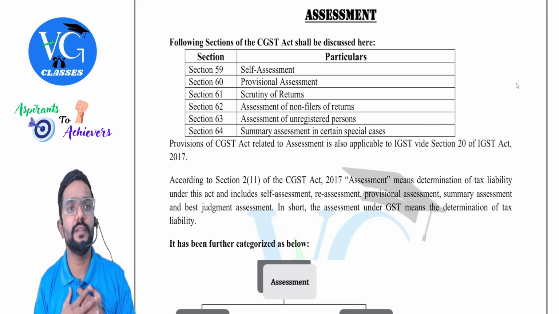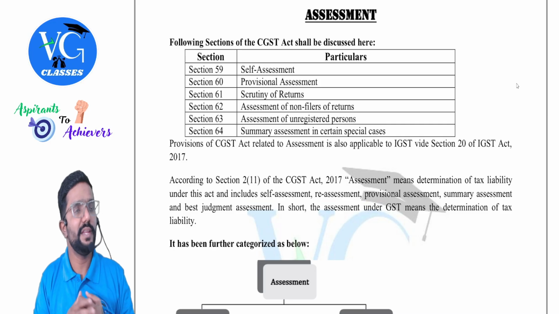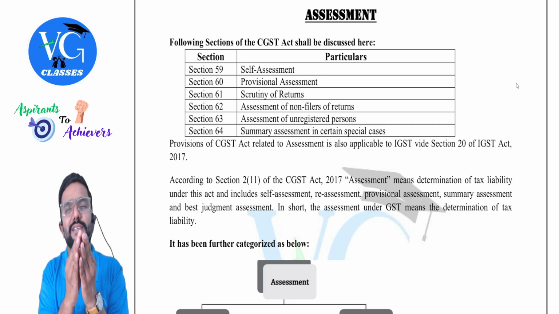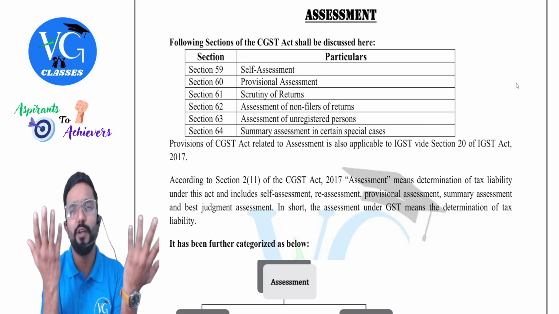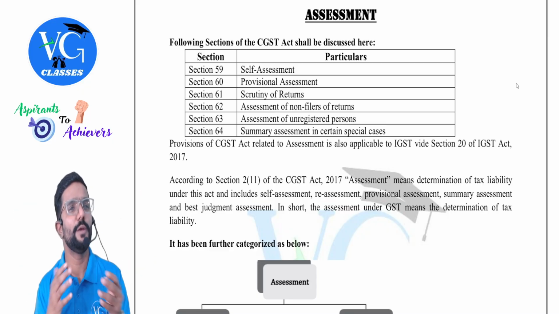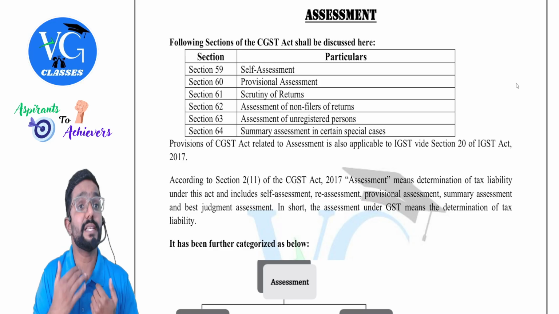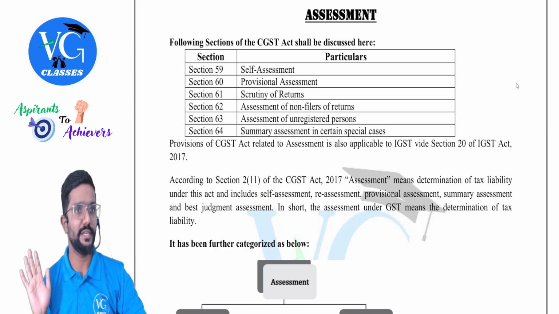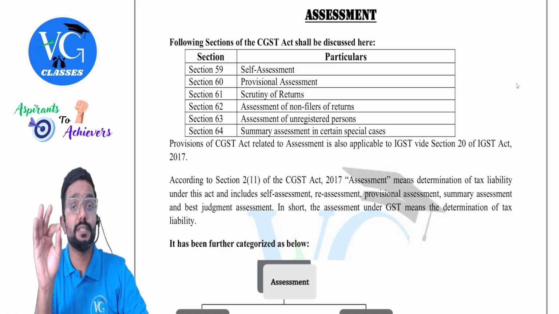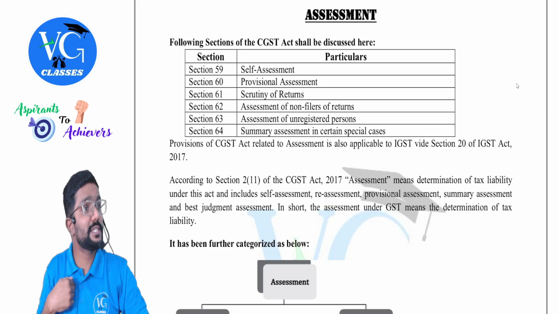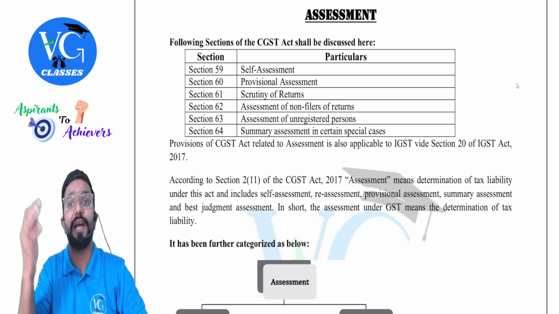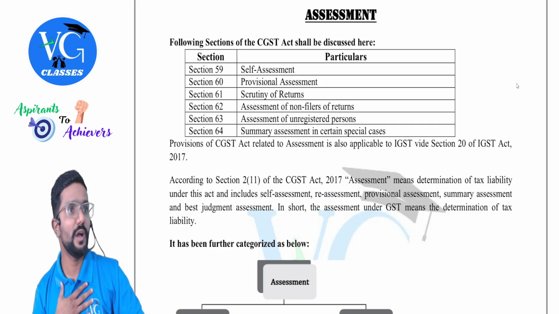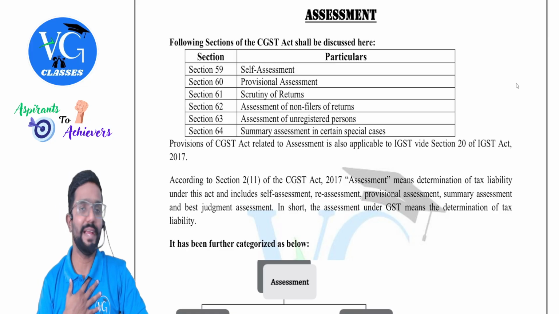Now, for some reason, if he is not able to do it, then he can request the proper officer, "Sir, I'm not able to do it, sir. I don't know what is the rate applicable for my goods. You please help me." In that case, the registered person can request the proper officer for provisional assessment. Provisional assessment means the proper officer will help the registered person to determine how much tax he has to pay, guys.